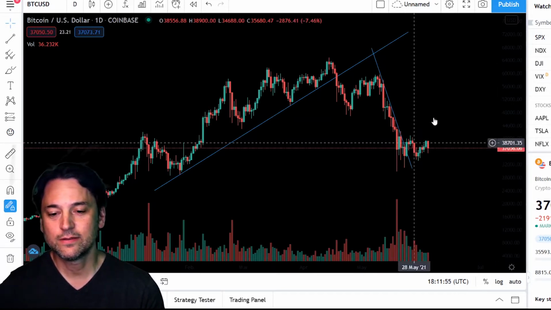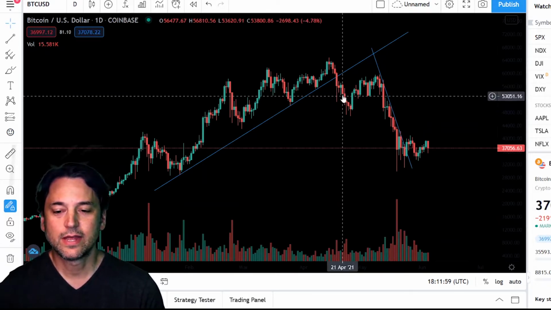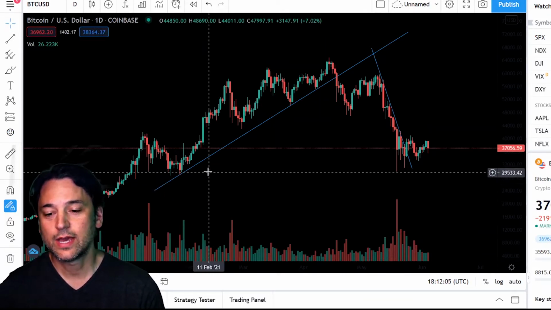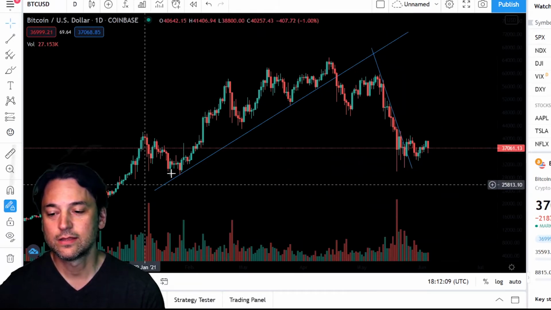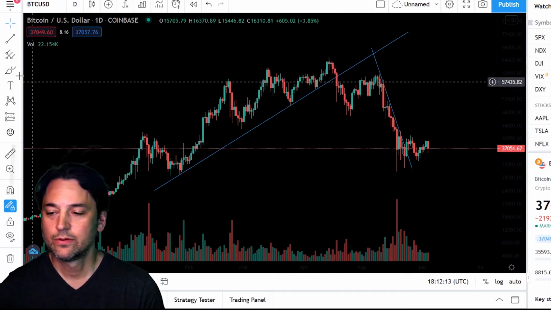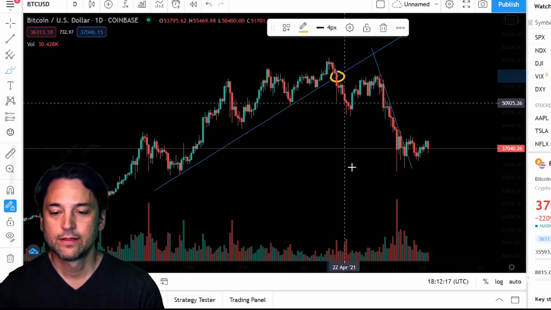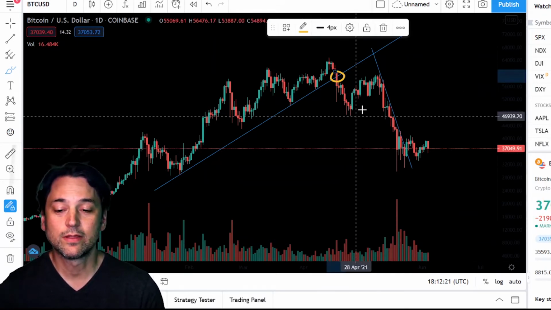First one is the Bitcoin chart. This is a daily chart, which means each one of these bars represents one day. And as you can see here, we had this long run up on this trend line, and then it broke through right here. And that's obviously when it started going low. Well, that's pretty easy to spot.